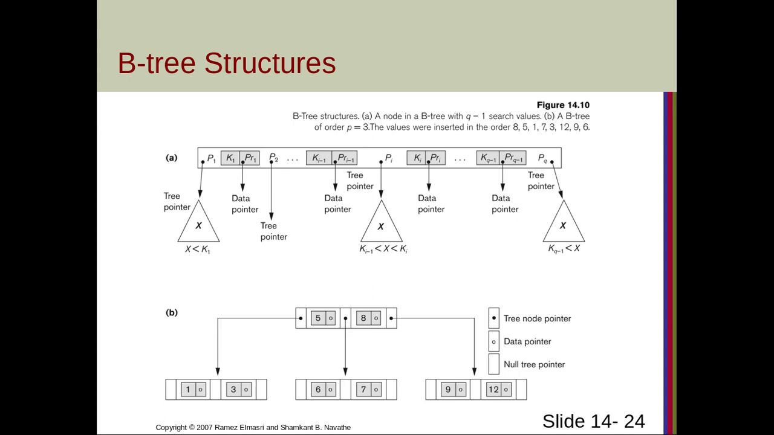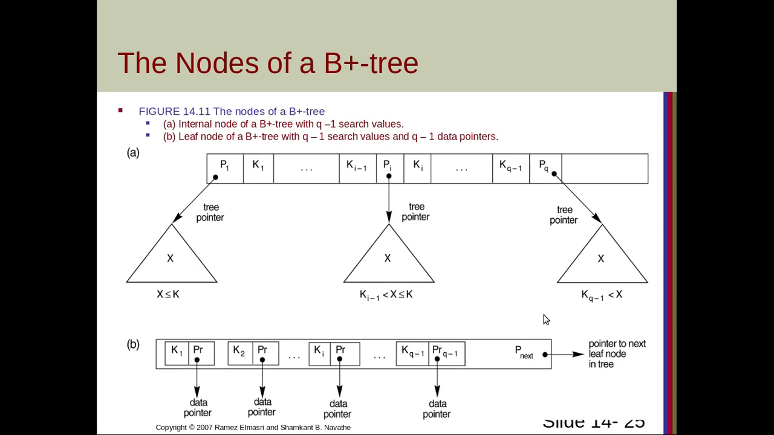That means in a B plus tree, the actual data value is pointed to by only the leaf nodes. All other nodes which are not leaves are only for redirecting, only for searching purposes, and the actual data value can be accessed only from the leaf nodes. You cannot access that from the internal nodes. So that is the difference between a B tree and a B plus tree. That is the nodes of a B plus tree.